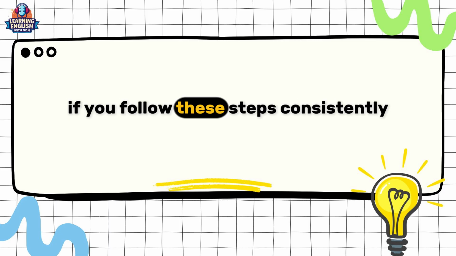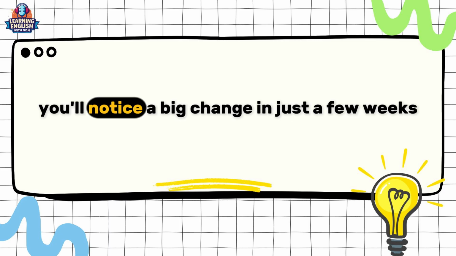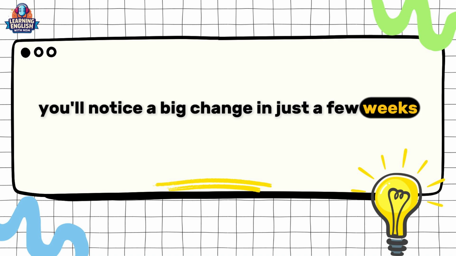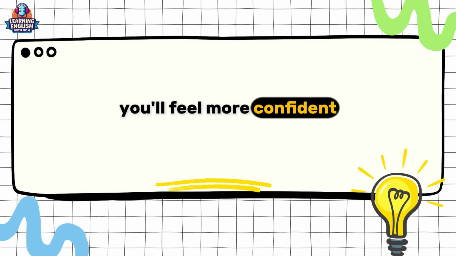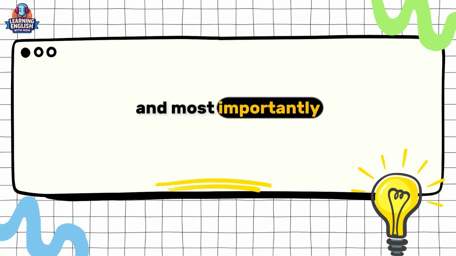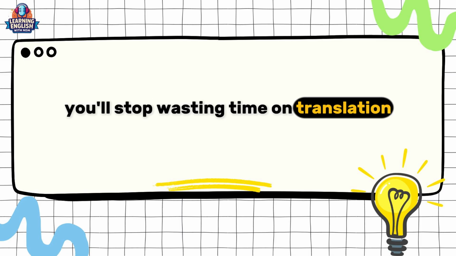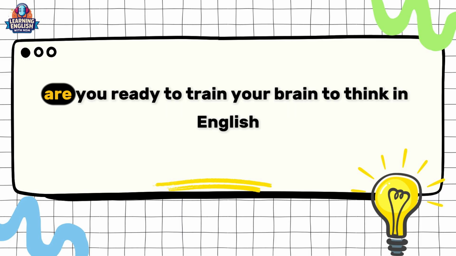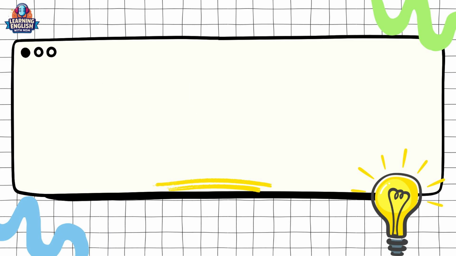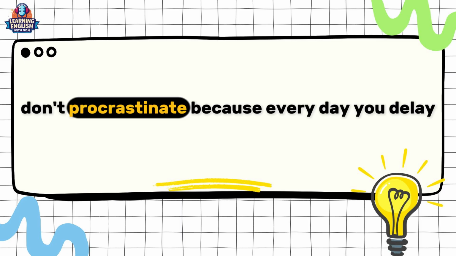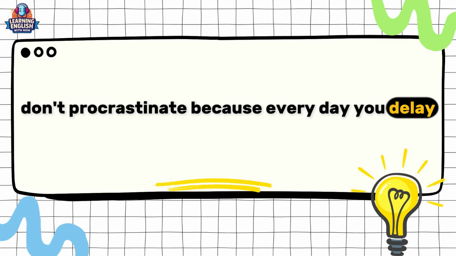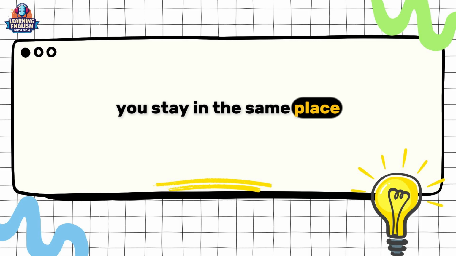If you follow these steps consistently, you'll notice a big change in just a few weeks. Speaking will feel easier. You'll feel more confident. And most importantly, you'll stop wasting time on translation. So, are you ready to train your brain to think in English? Start today, not tomorrow. And remember, don't procrastinate, because every day you delay, you stay in the same place.